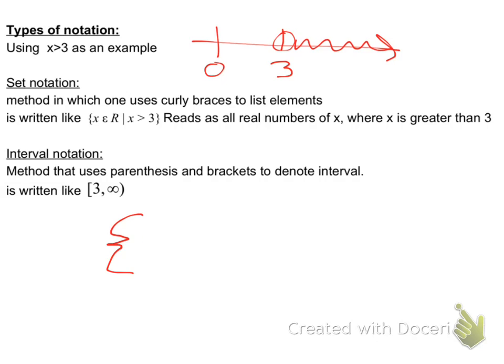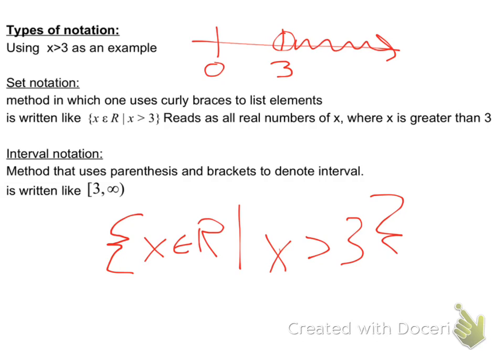And so they say x on the real numbers, that little backwards E thing means within, contained in R. Big R means real numbers. Such that, and now guys, I'm rewriting exactly what it states above: x is within all the real numbers, such that, that's what the line is for, such that x is greater than 3. End your bracket.